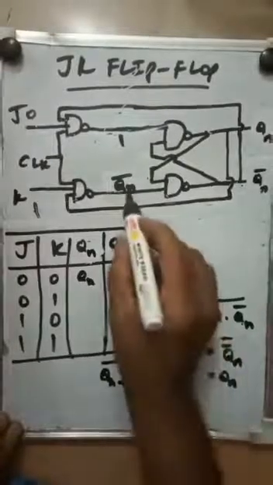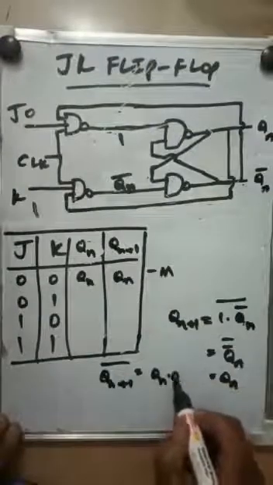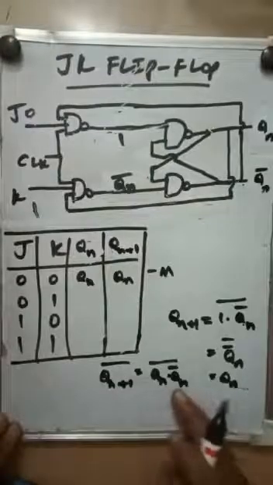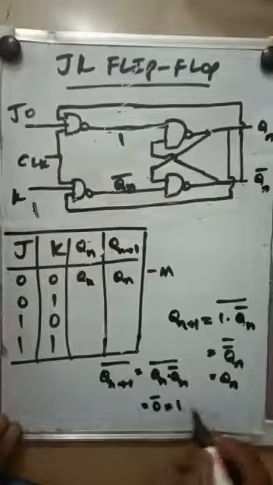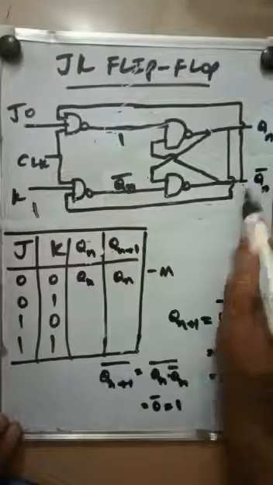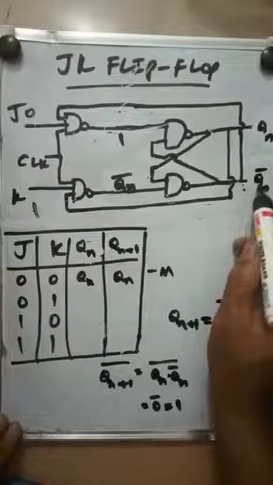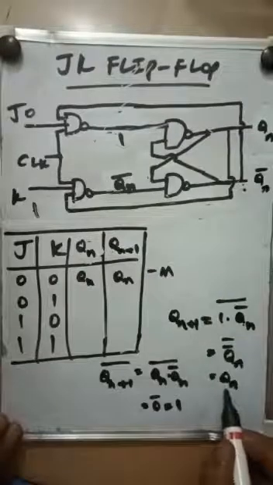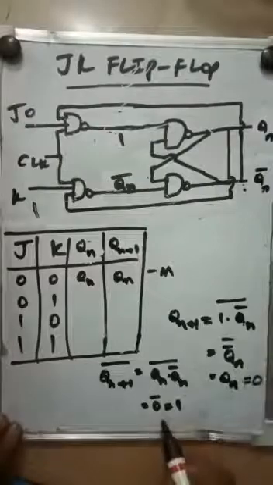What is this? Qn bar and qn whole bar. Qn bar whole bar is equal to, what is this? This value is equal to 0 bar. That means 1. That means this value is always 1. When the condition is 0 1, this value is always 1. That means qn bar is always 1. So substitute qn bar. Qn bar is 1 means, what is the qn? 0. So qn bar is always 1.